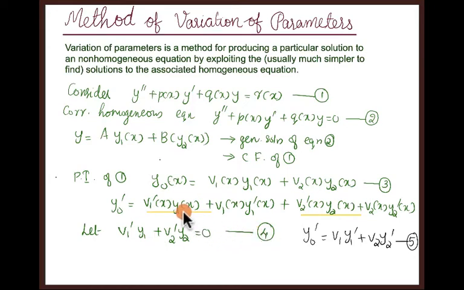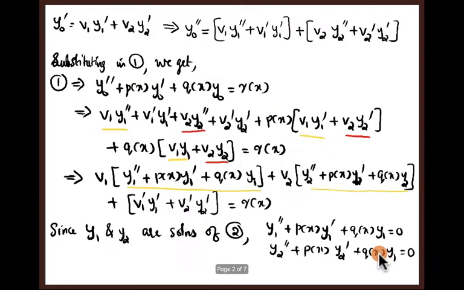Applying this relation, y0' is reduced to the form v1 y1' + v2 y2'. This implies that the second derivative y0'' is equal to v1 y1'' + v1' y1' + v2 y2'' + v2' y2'.